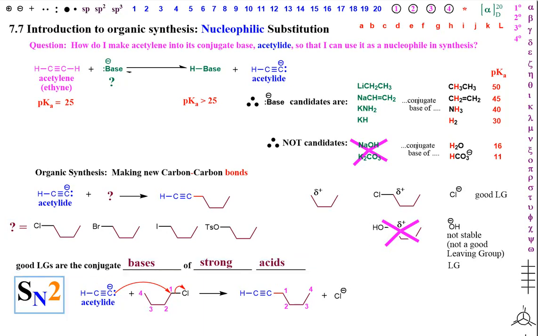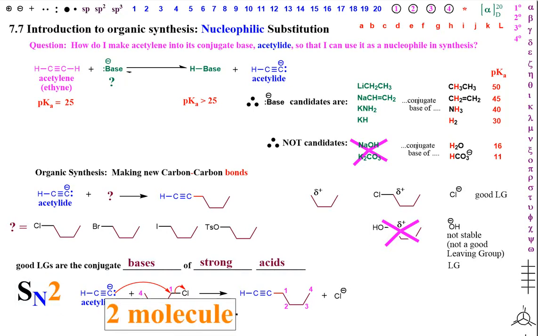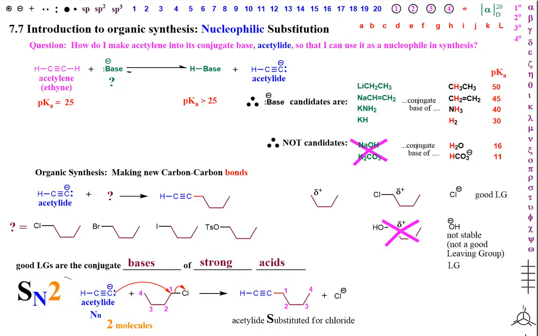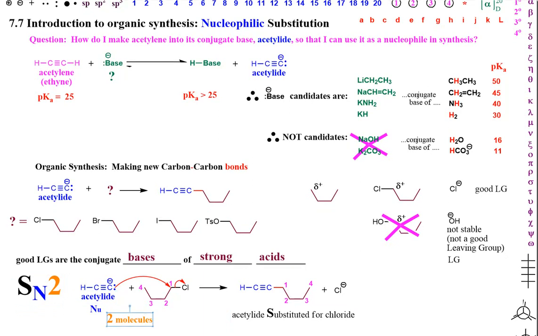There are 2 molecules here. That is a little large. So reading this backwards, we have bimolecular when 2 molecules come together. One of them is a nucleophile, this one right here. And the acetylide that ends up in the new molecule has substituted for the chloride. There's your S. Bimolecular nucleophilic substitution.